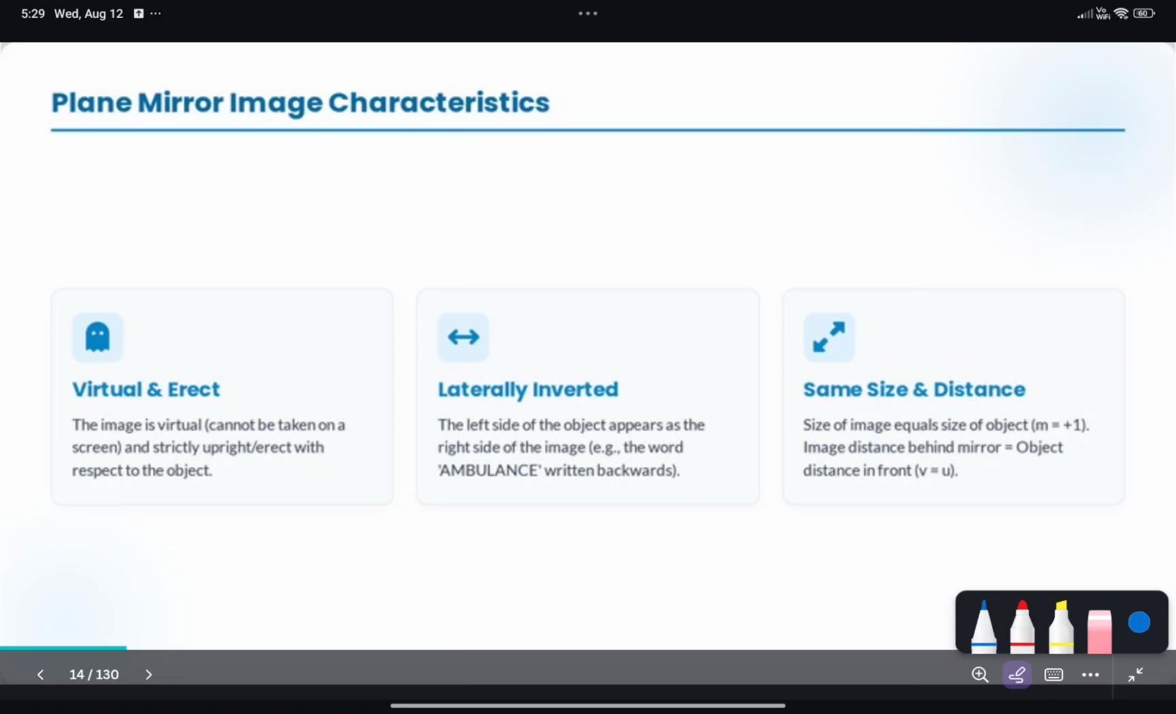Laterally inverted means left becomes right, right becomes left. In simple words. And same size and distance. The size of the object is equal to the size of the image. The distance between the object and the mirror is equal to the distance between the mirror and the image.